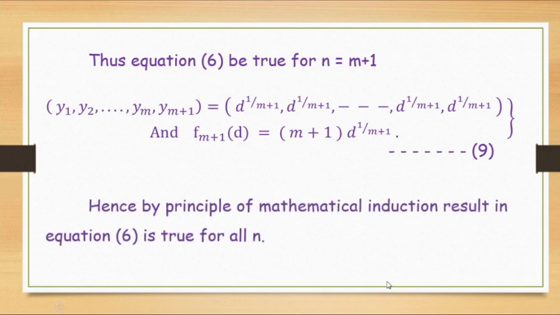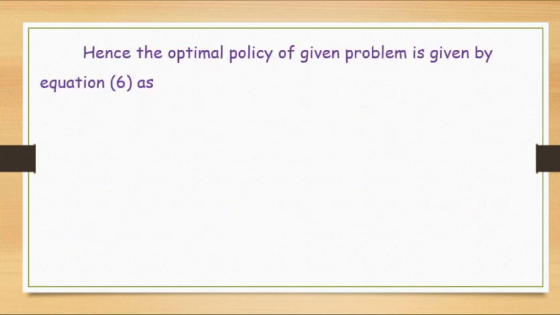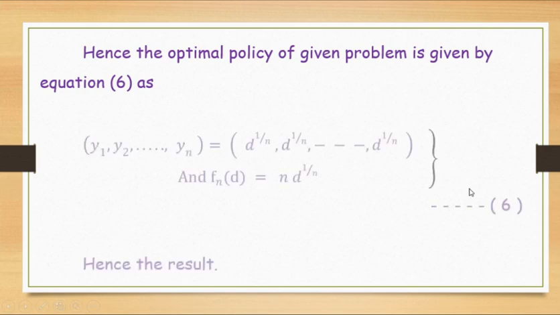Hence, by principle of mathematical induction, the result in equation 6 is true for all n. Hence, the optimal policy of the given problem is given by equation 6 as y1, y2, y3 up to yn. These are the n parts of d. Each part is of value d raised to 1 upon n, and the return function fn of d is equal to n times d raised to 1 upon n. Equation number 6. Hence the result.